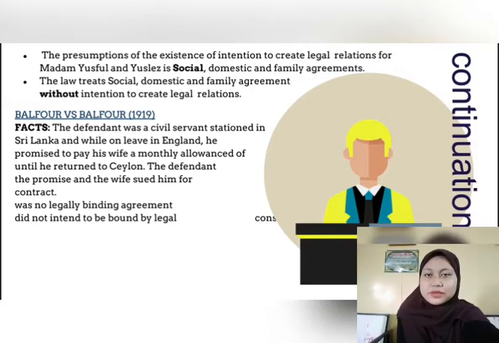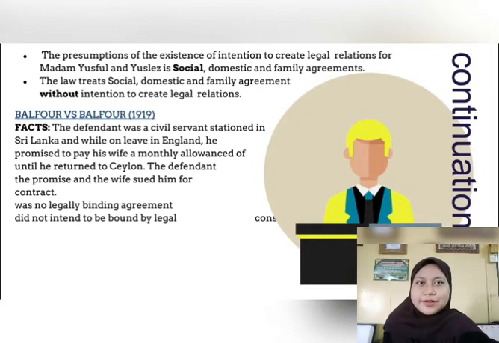As an example, in Balfour v. Balfour in 1919, the defendant was a civil servant serving in Ceylon, Sri Lanka, and went on leave in England. He promised to pay his wife an allowance of £30 until he returned to Ceylon. The defendant defaulted on the promise and the wife sued him for breach of contract. There was no legally binding agreement because the parties did not intend to be bound by legal consequences.